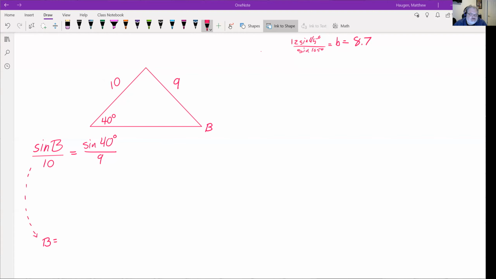Martin, Nick, Garrett, Sam, Jay, for the first part. What are you guys finding when you solve that for B? I mean, presumably you're multiplying both sides by 10. Sine of B is 10 sine 40 degrees over 9, right?